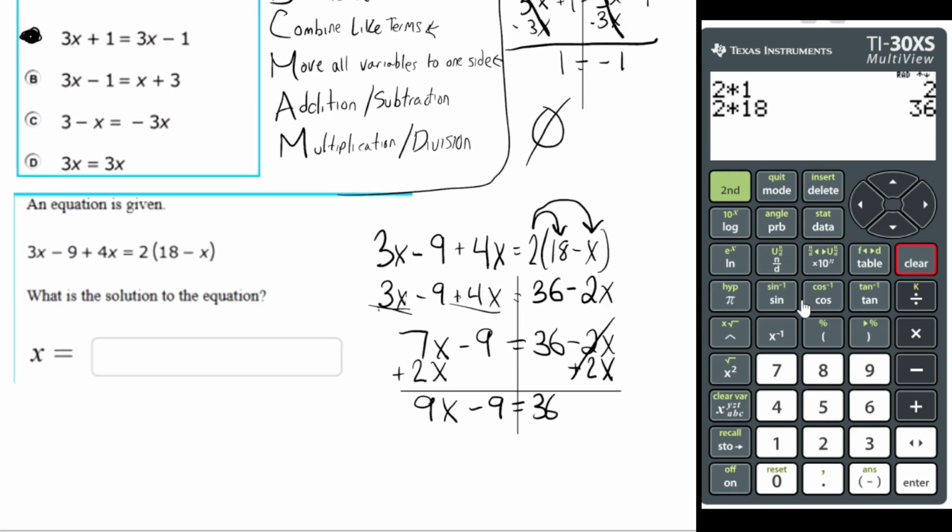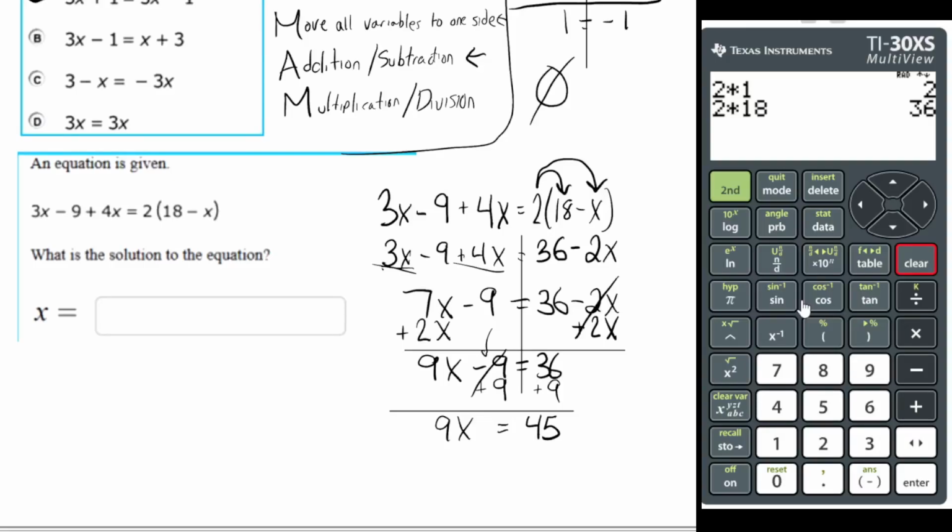Our next step, we have to undo our addition and subtraction. When we say we're undoing addition and subtraction, that means we're getting rid of any addition and subtraction that's on the same side of the variable. So, in this case, negative 9. We're going to undo it by doing the opposite. So, instead of minus 9, we're going to plus 9. That'll leave us with 9x equals 45.